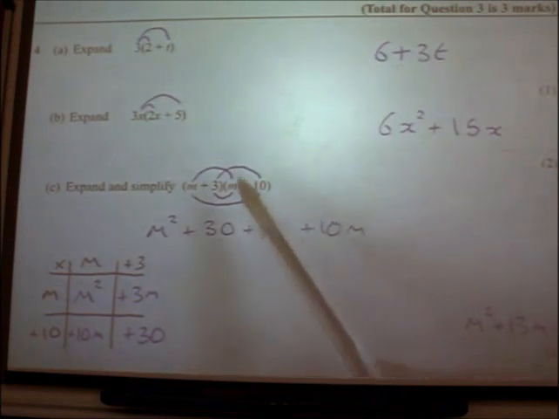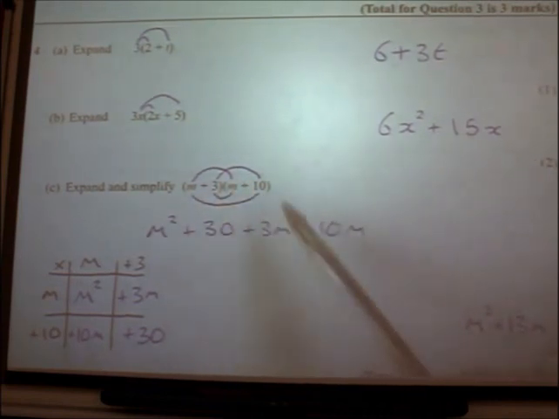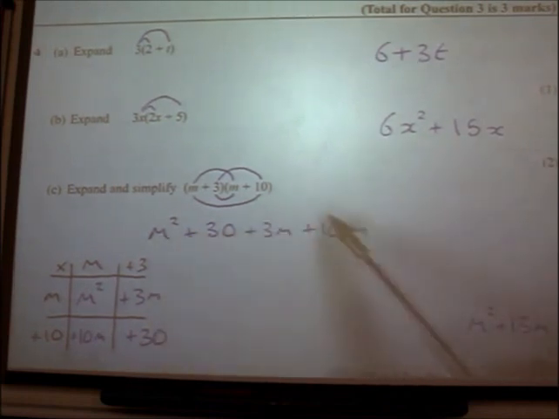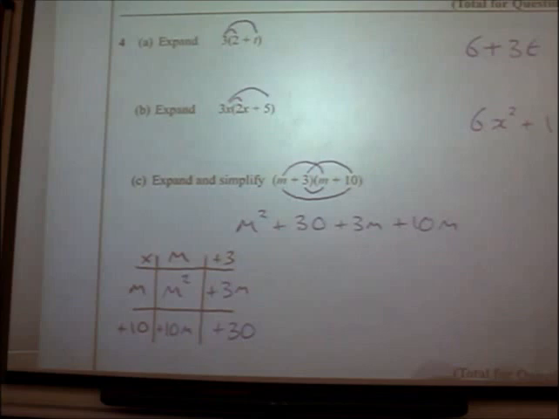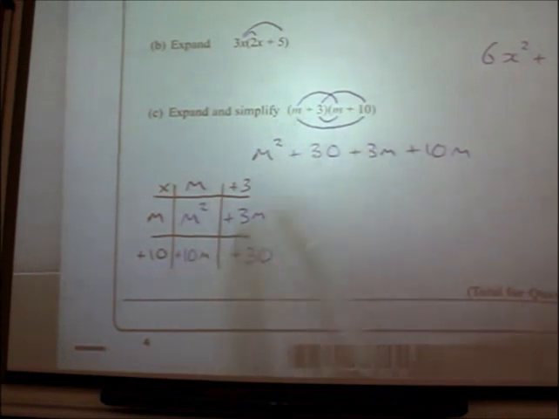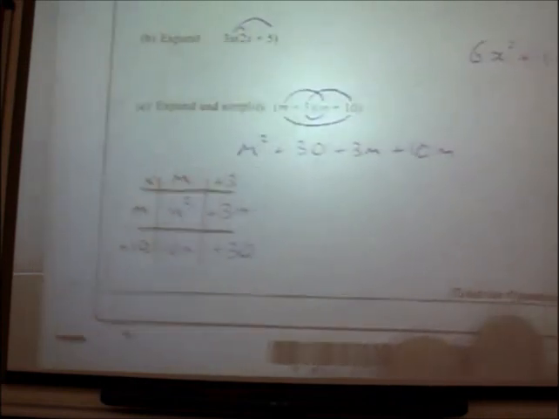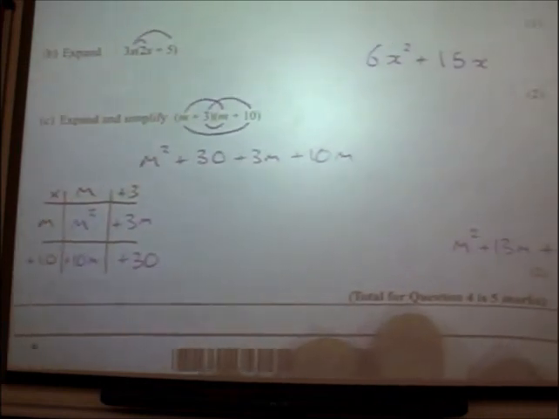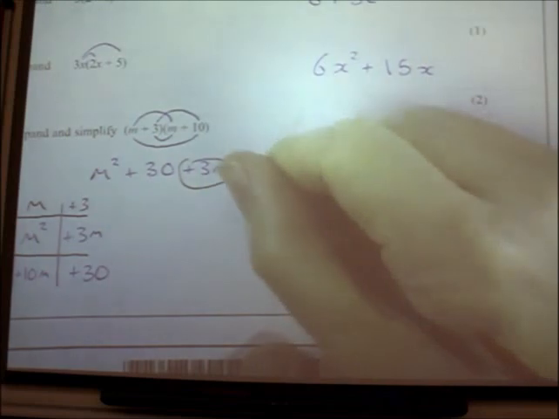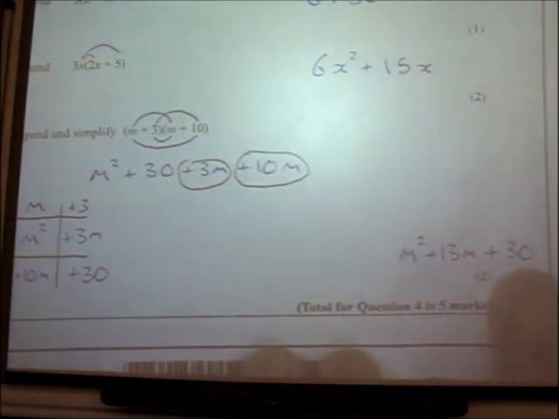Expand and simplify. I use this, which I call the smiley face method. Some people call it the FOIL method, which stands for first, outer, inner, last, and you end up with this. I have seen people do a grid method, which you might have seen when you multiply large numbers like this. What you've got to do now is simplify either one of these. So basically gather the m's together. So you'll end up with m squared, add 13m, because there's 3m there and 10m there, add 30 at the end.